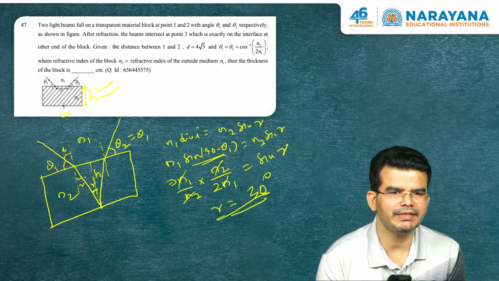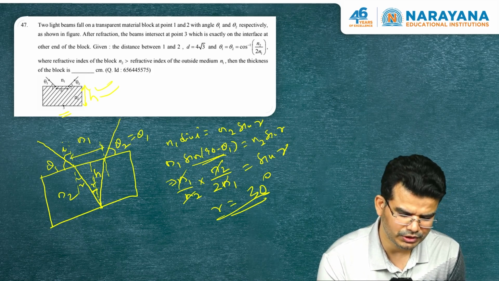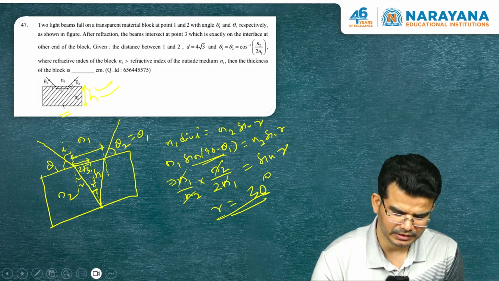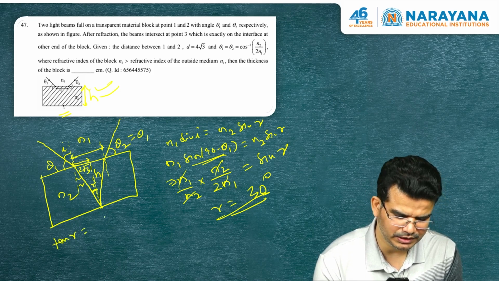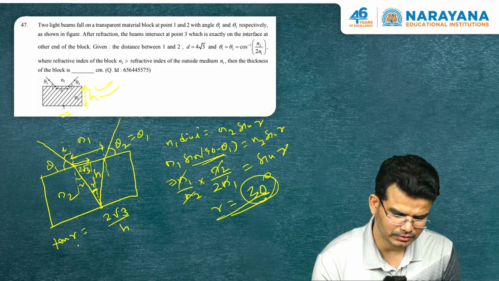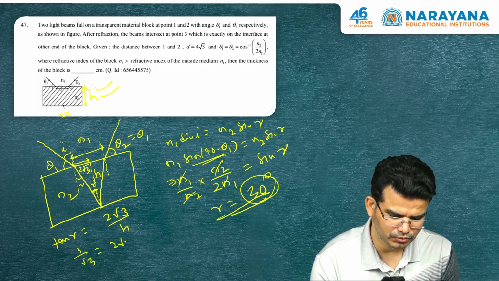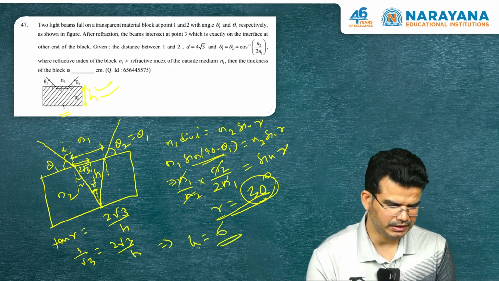First of all, they have given this distance d. This whole is how much? 4 root 3. It means this distance is how much? 2 root 3. This distance is 2 root 3. Now, tan r equal to 2 root 3 upon h. r is 30 degrees, so tan r is 1 by root 3. 1 by root 3 equal to 2 root 3 upon h. So from here h is 6.